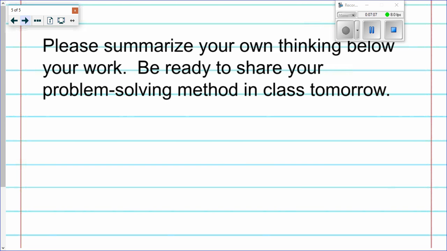At this time, I want you to write the secret word at the top of your paper. The secret word is spring, like the season. Go ahead and write that at the top. Please write a summary of your own thinking of how you worked this problem. Make sure that it's a nice paragraph and it's in enough detail that someone could follow your steps to work the problem themselves. Remember, we're going to do more of this area model work in class, so be ready to share your problem solving method in class tomorrow.